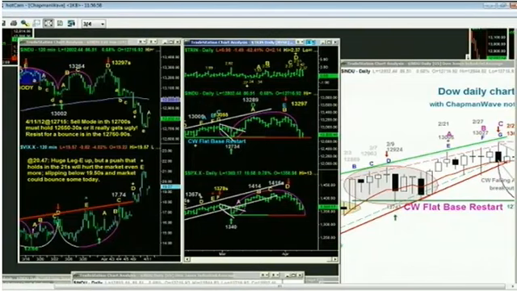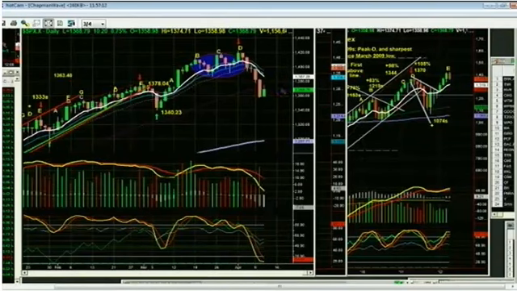So what I'm looking at here is the typical thing that you get in this ChapmanWave flat base restart. You get the arch formation with a bounce. That's number one. Number two, I'm going to just deviate for a second to say that the S&P has very strong resistance at 1387, and it's at 1368.74 right now. The stochastic is flat at 14%. It hasn't even started to turn around yet. I see more to the downside.